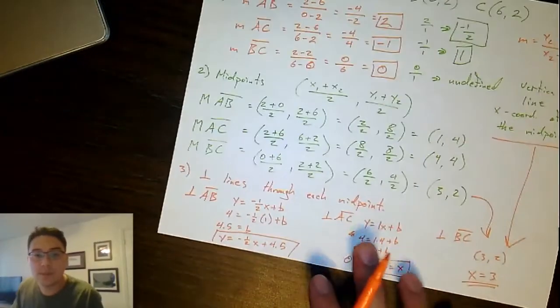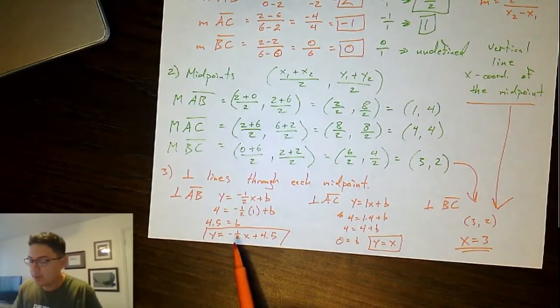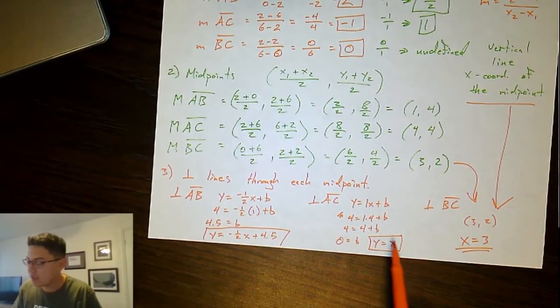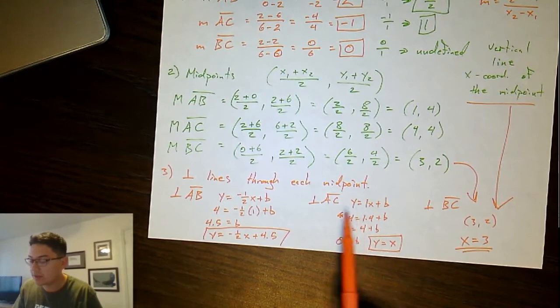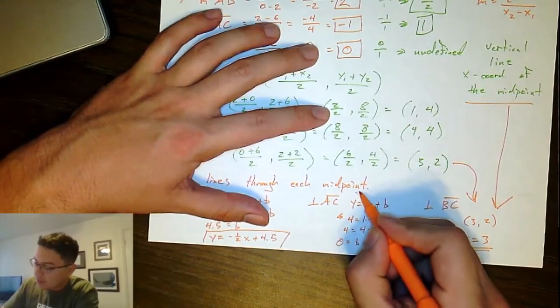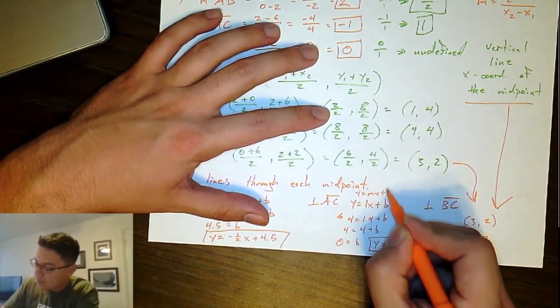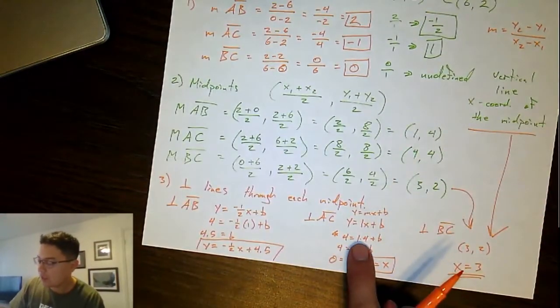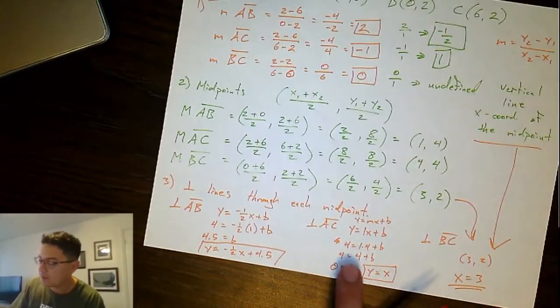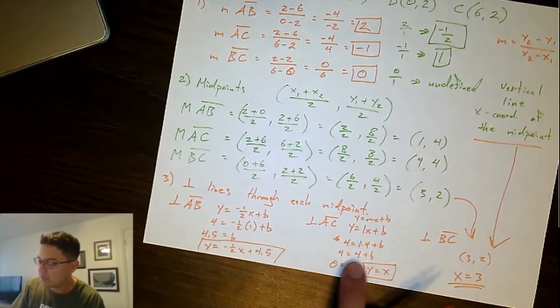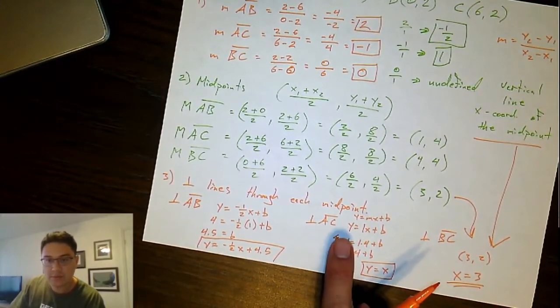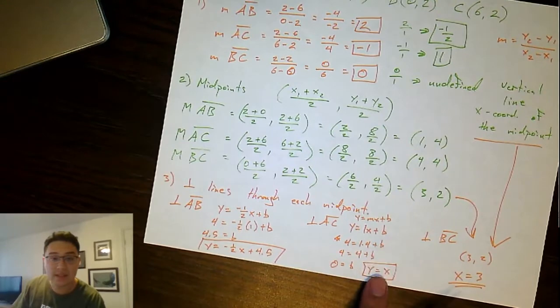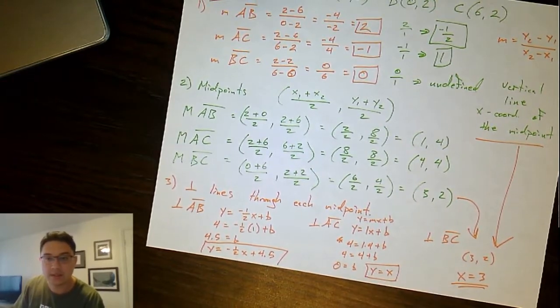Alright, so we've got our three perpendicular lines here. We have the first one that I solved with you guys. The second one you guys had to do on your own. Start with y equals mx plus b. We plugged in the slope that we found earlier, which was 1. Then we plugged in the 4, 4, which is the midpoint. Multiplied it out, we get 4 is equal to 4 plus b. Subtract 4 from both sides, we get 0. So y is equal to x is the perpendicular line in that case.